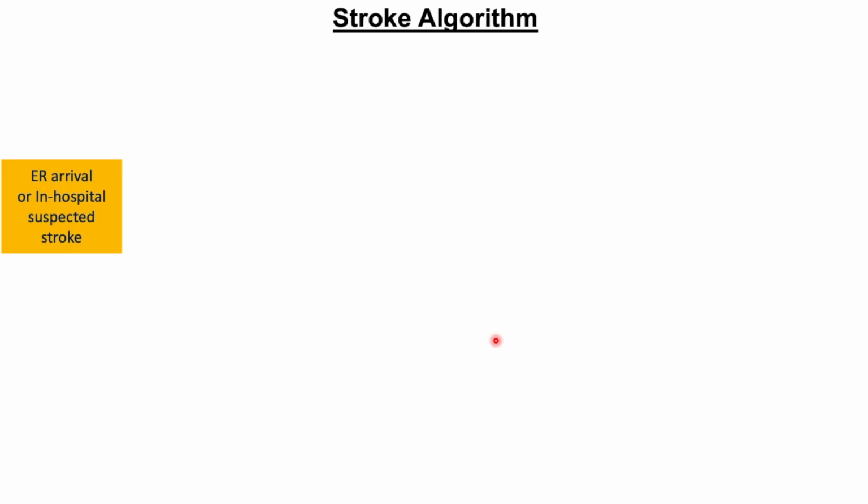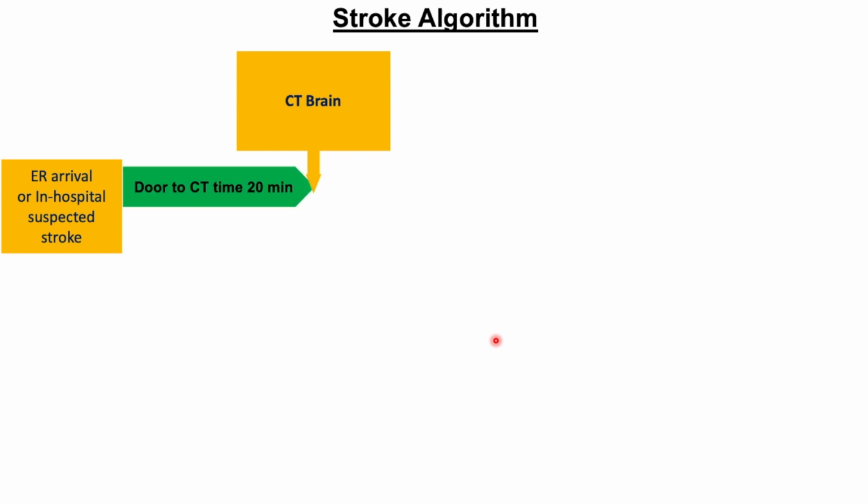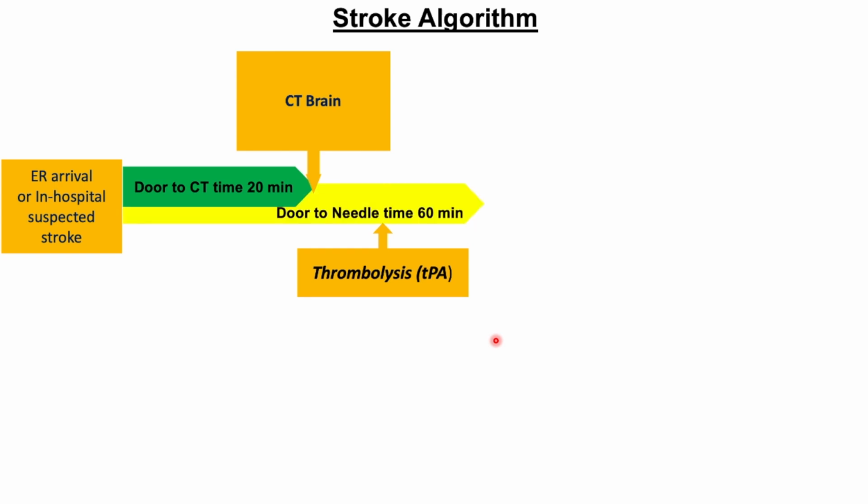The algorithm that we follow in RIC is that the patient arrives in hospital with a suspected stroke. A plain CT brain is done immediately, and our door to CT time, as per guidelines, is 20 minutes. The next thing, you need to rule out cerebral bleed, and then if the clinical scenario is appropriate and there's no bleed, then that patient has ischemic stroke, and we consider the patient for thrombolysis, and our door to needle time has to be 60 minutes.